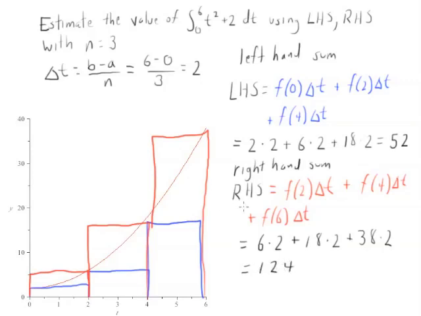So these are just like the underestimates and overestimates that we've done earlier, except now we've got a formula that we're plugging into to estimate the value of this definite integral. Obviously, if we used a larger value of n or a smaller value of delta t, these estimates would be better. Right now they're pretty far apart.